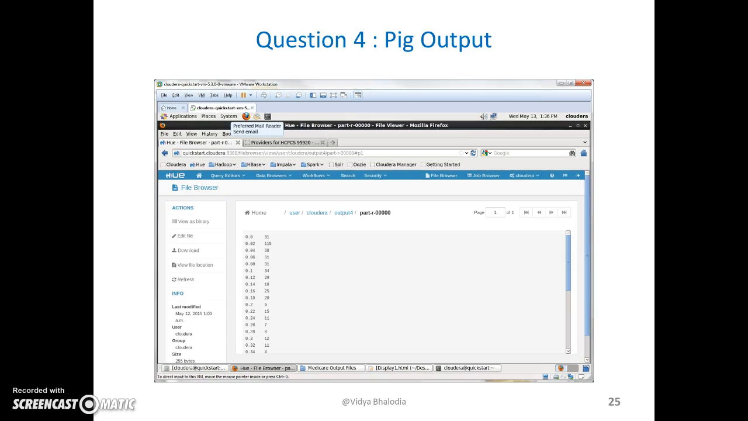Here's the script to do it, and here is our output. On the left is the fraction of payments that come from 95920, and on the right is the number of physicians who have that many payments.